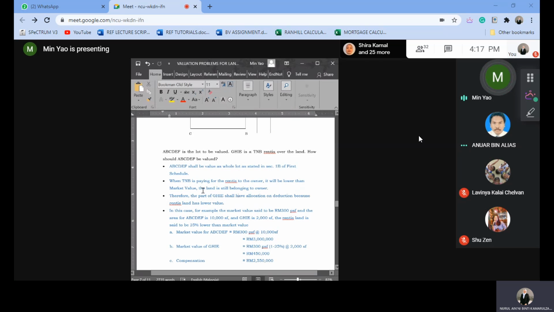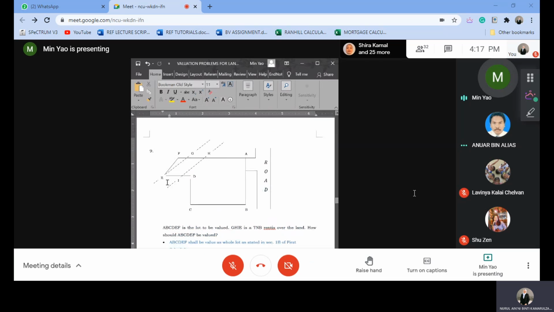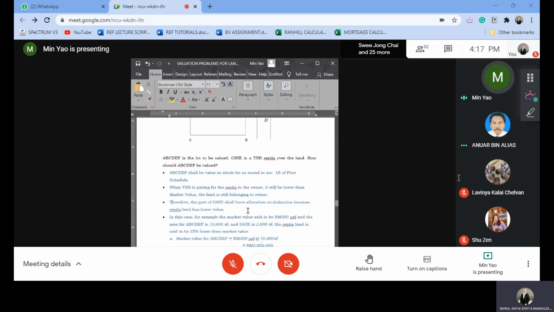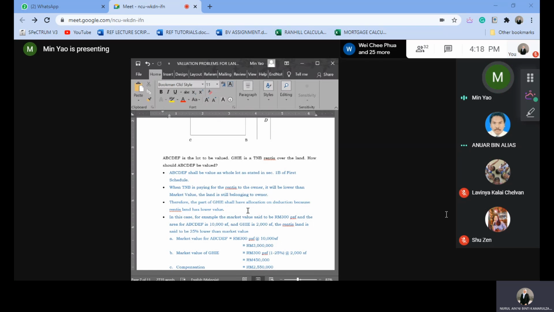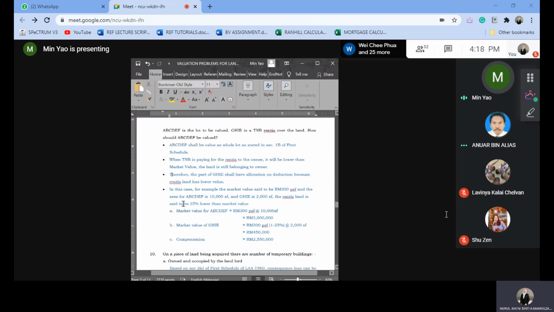Therefore, in this case, the part GHDE, which is this one, will have a deduction because of the rent. This land has lower value. Okay, so this is my example. Say the market value of the land is 300 per square feet, and the area of ABCDEF is 10,000 square feet, and the area of GHDE is 2,000 square feet. So I assume that the rented land is 25% lower than market value.